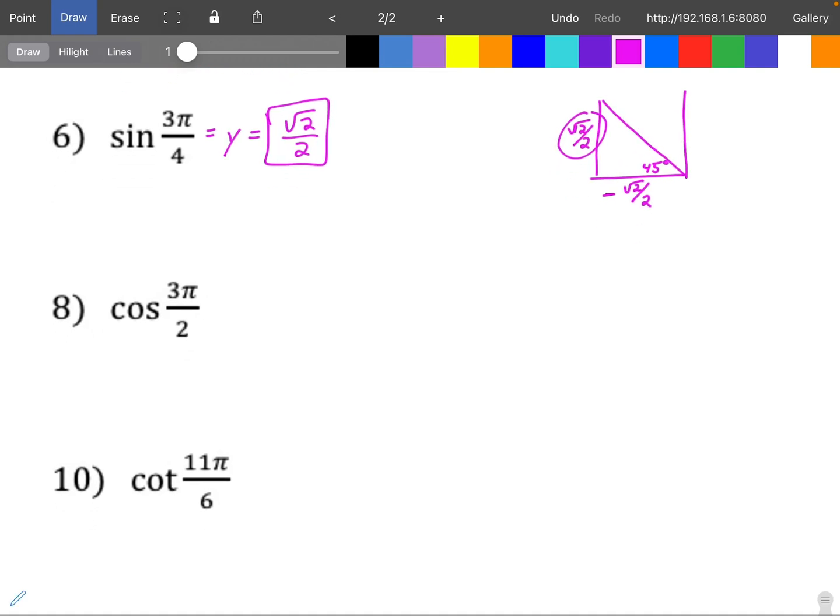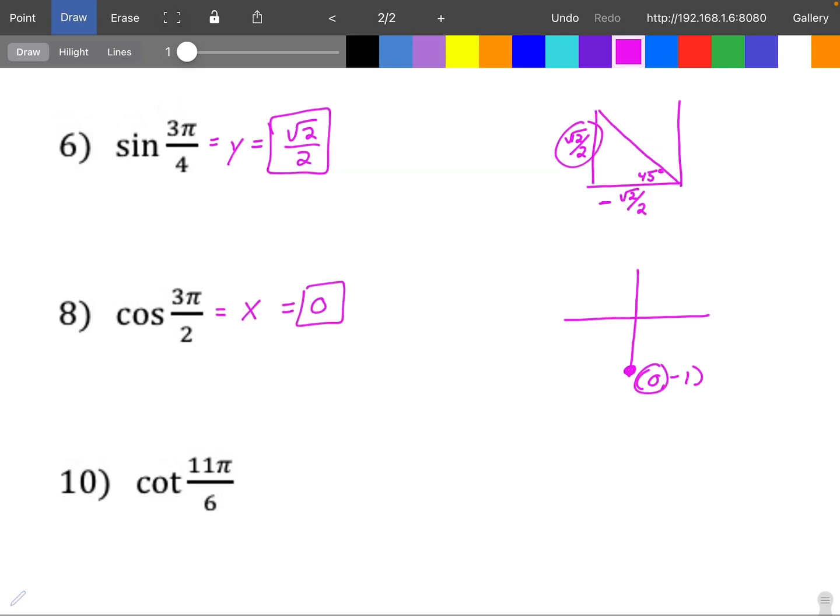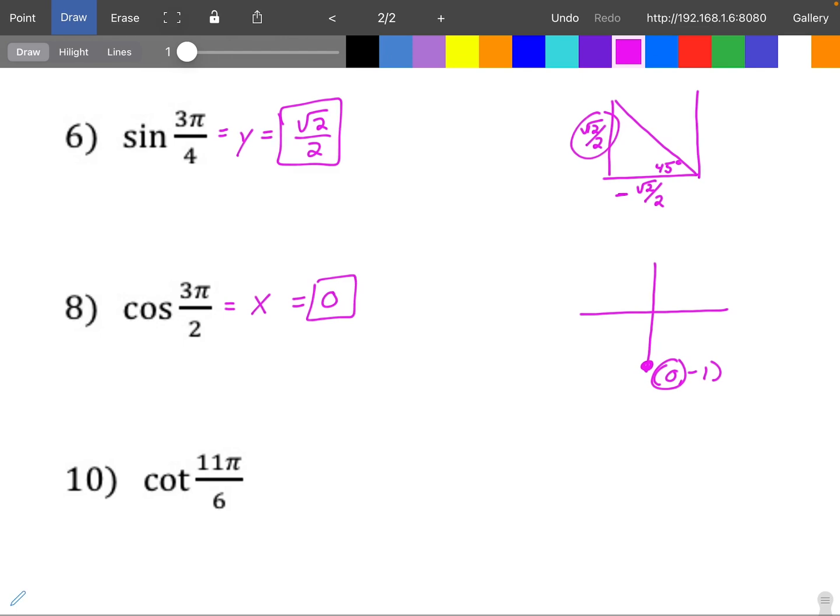All right, number 8, 3 pi over 2. That is one of our quadrantal angles. That's the same as 270 degrees. So that is down here at the bottom, and that coordinate point is 0, negative 1. Now we want cosine, and cosine is simply the x value, and our x is 0. So there's our answer.